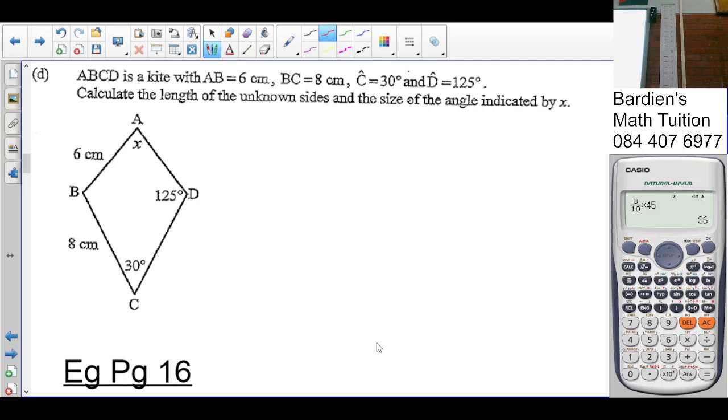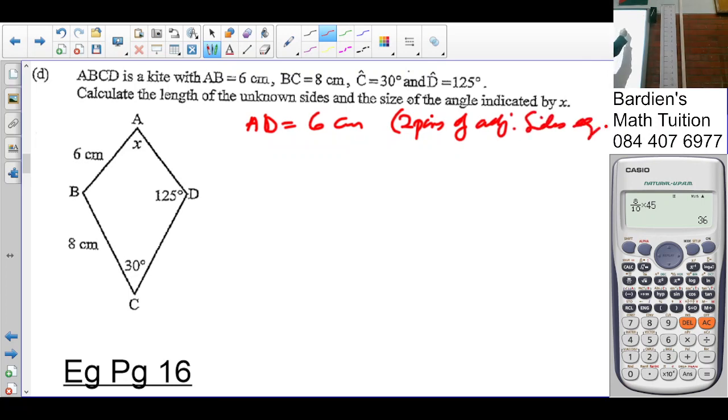Right, so what is AD? AD is equal to 6 centimeters. Why? Two pairs of adjacent sides equal in a kite. Okay.